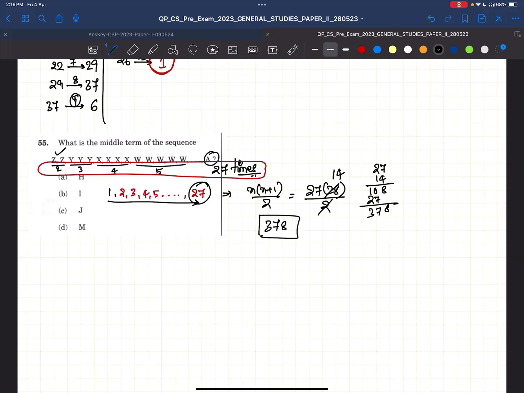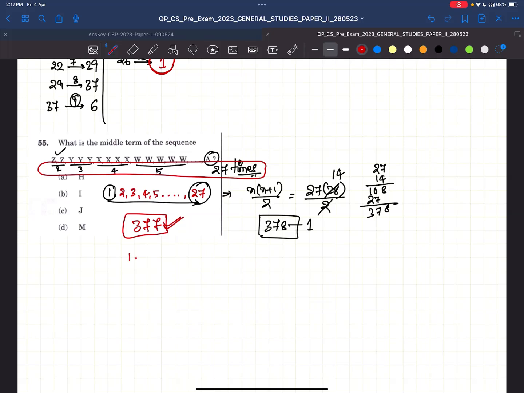But this is not the total number of terms. We have taken a value one additionally so that we can find the sum accurately. That means we need to subtract 1 from 378. So, how many terms are there now? 377 terms. See, this is an odd number. That means we can find the exact middle term.